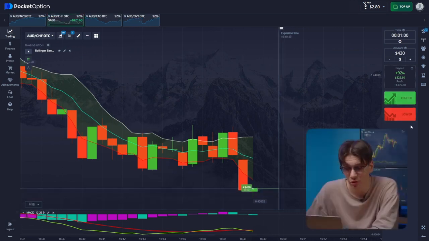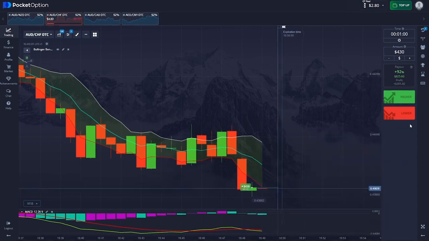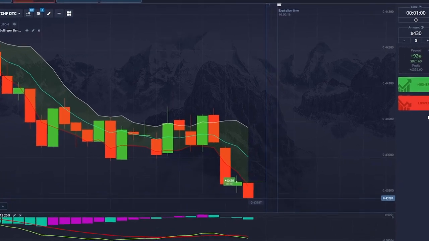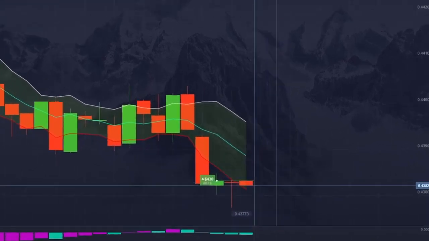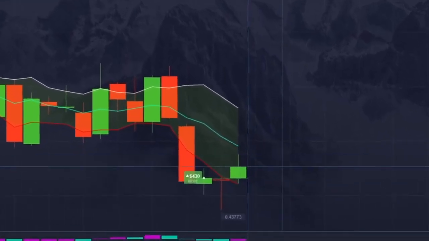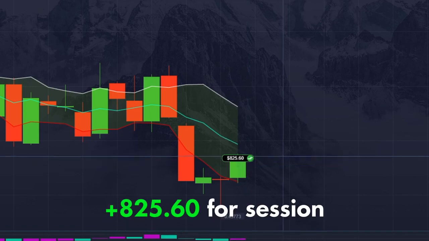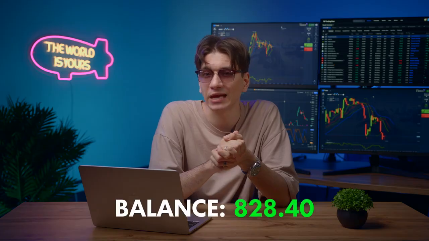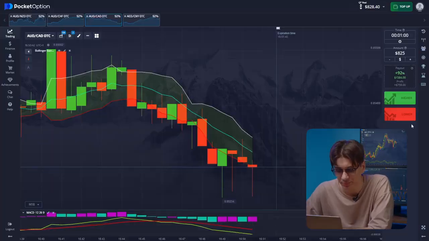Bearish moves draw the price down, but it broke below the lower Bollinger Bands. It's likely this is the last downward move before the bulls take over. Picking the right direction let me increase my deposit again. Now I have 825. Next, back to the Aussie-Canadian pair.